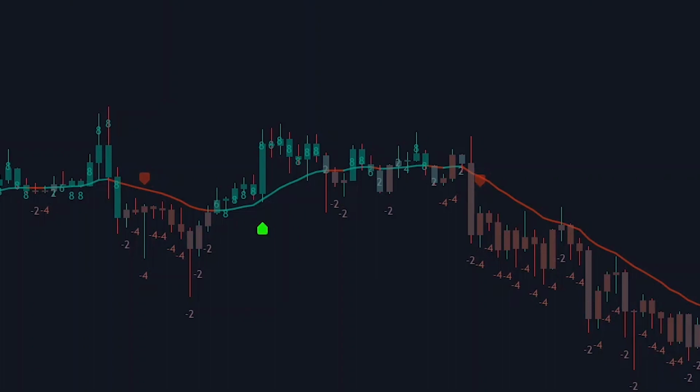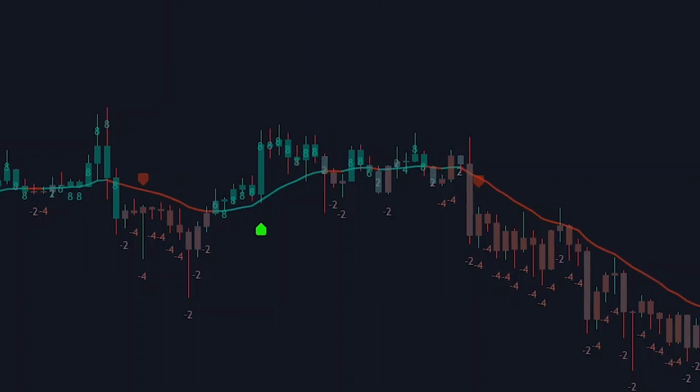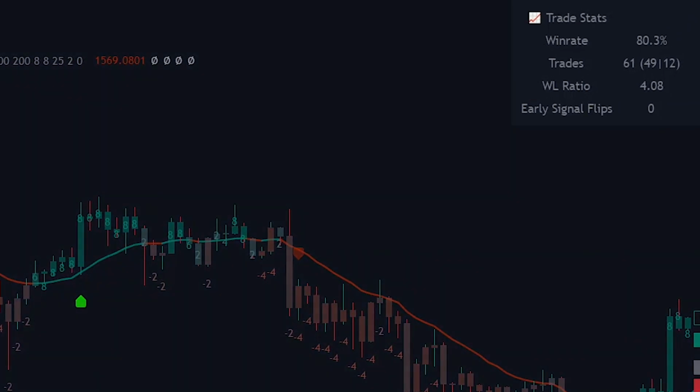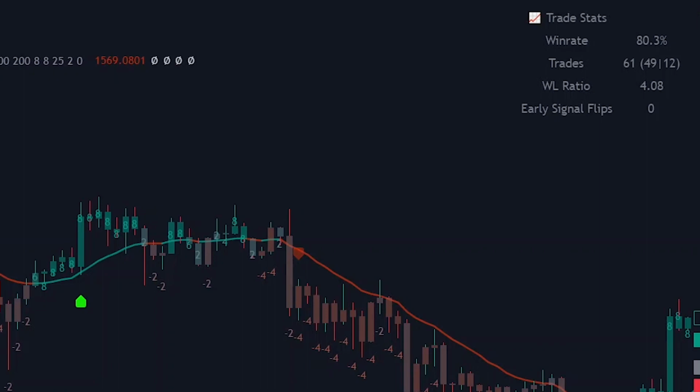The third part of this indicator is an estimate based on kernel regression, which serves as additional confirmation of the model's predictions. The last part of this indicator is this table in the upper right corner. This table displays real-time trade stats for the selected amount of bars, which is 2000 by default settings. As we can see, the win ratio in this market is 80.3%.